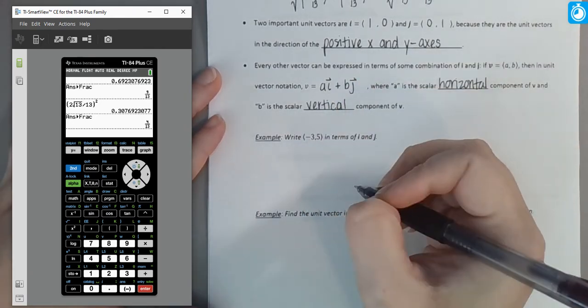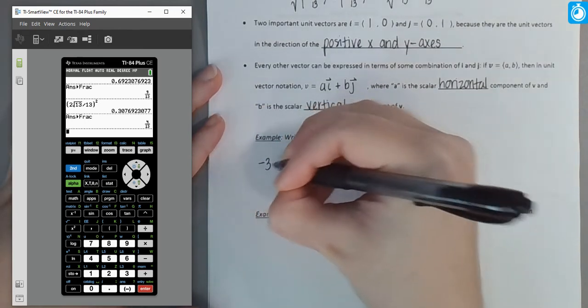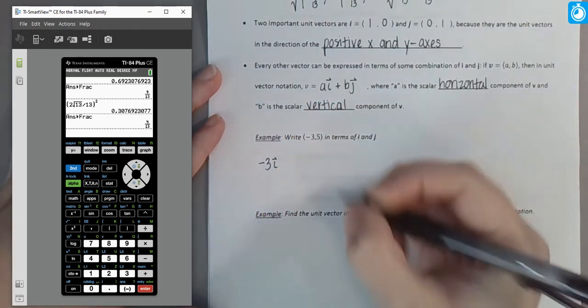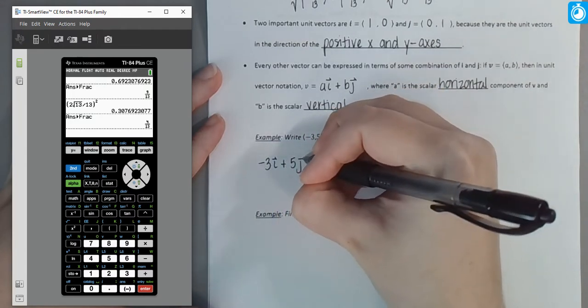So this vector given in component form, if we wanted it in terms of I and j, that's just going to be -3 times I plus 5 times j.